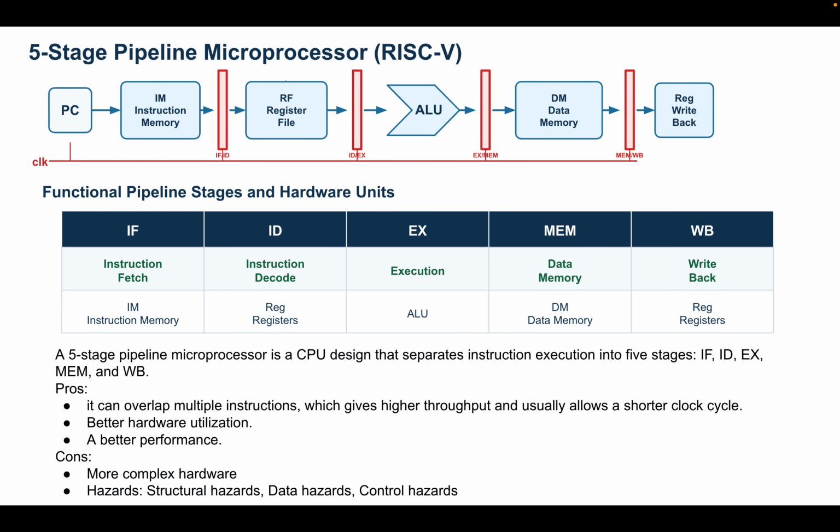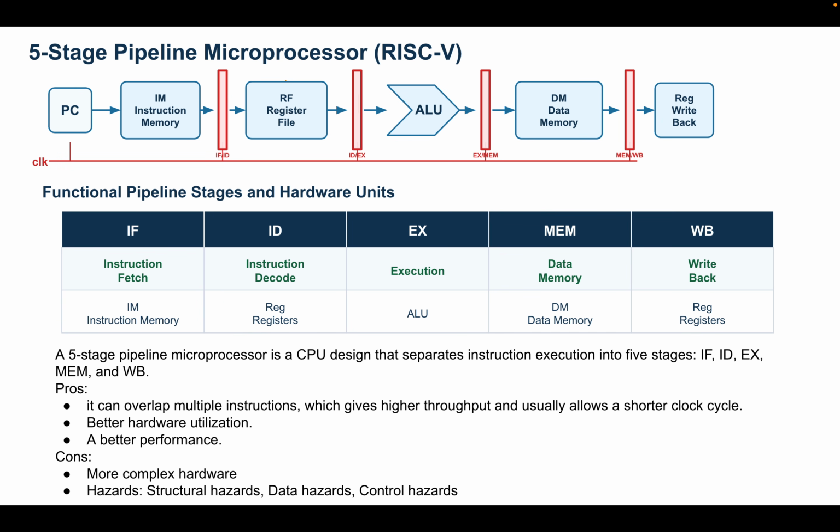The main advantage of pipelining is that multiple instructions can be processed at the same time. For example, while one instruction is in the execute stage, another can be in the decode stage, and another can be in the fetch stage. The overlap improves throughput. Ideally, after the pipeline is filled, one instruction can complete every clock cycle.